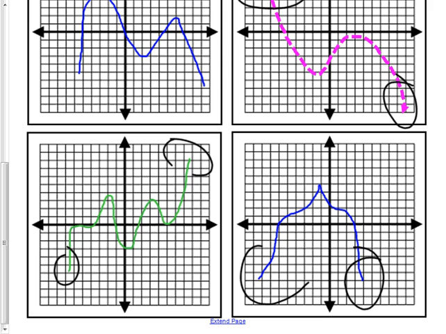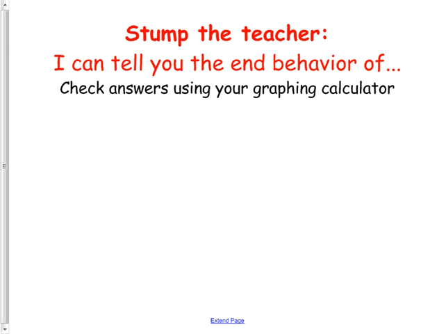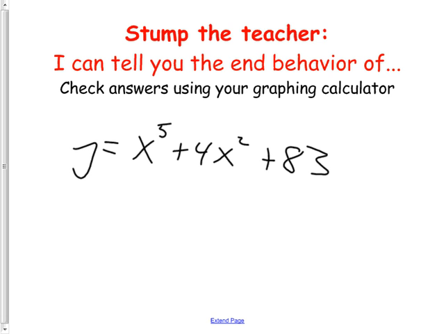Okay. So I can tell you which way any equation will go. Okay? So give me a crazy equation. Somebody just give me a crazy equation. X to the fifth plus 4x squared plus 83. All right, I can tell you which way it's going to go. I know that that one is going to be going up on the right and down on the left.